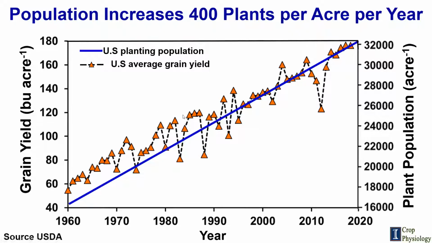Yield, of course, bounces back and forth. The last weather fiasco right here, 2012, right? But what we see is that as we increase yields, it's directly correlated to increasing our plant populations. And in fact, when you do the math, we are increasing at a rate of 400 plants per acre per year. So I have a follow-up question then, right?